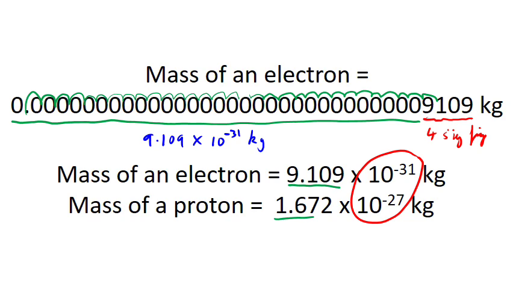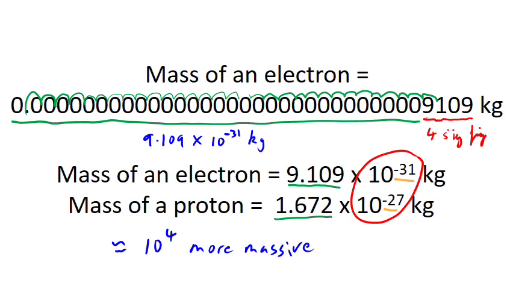Now, quite clearly, we can see 9.109, and you might think, oh, 1.672, well, which is the bigger one? It's the 9. No, it's not. There's a difference of 4 here between the minus 31 and the minus 27. That means 4 decimal places moved. So actually, the mass of a proton, we could say it's approximately 10 to the 4 times more massive. What should I say? Not heavier, more massive. Okay, so the proton is 10 to the 4, it's 10,000 times more massive than an electron, roughly.